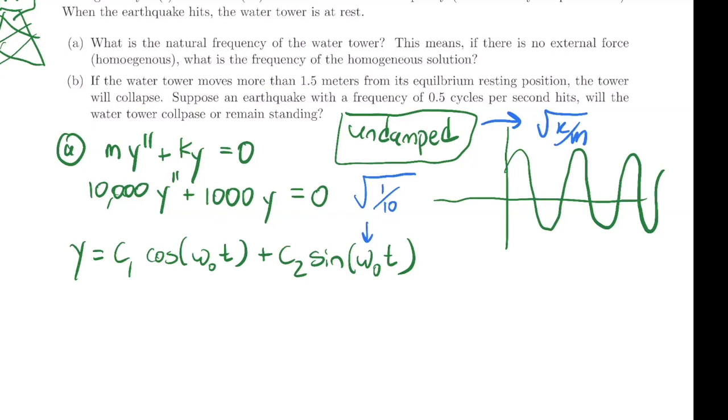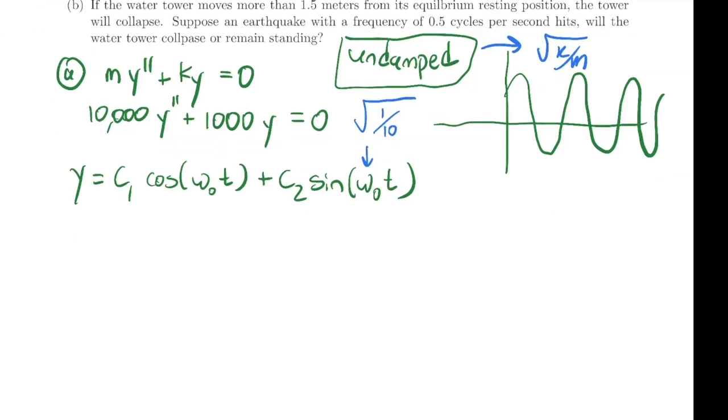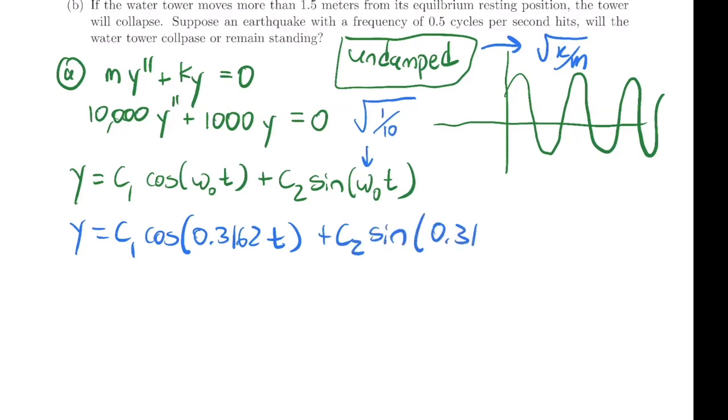And so if we round that off, that's like 0.3162 or something like that. And I think for these cases, it's more useful to write these things as decimals than leave them in their perfect form, because it's hard to imagine what the value of the square root of 1/10 is. So for this one, we've got y is equal to C1 cosine of 0.3162t plus C2 times the sine of the same.